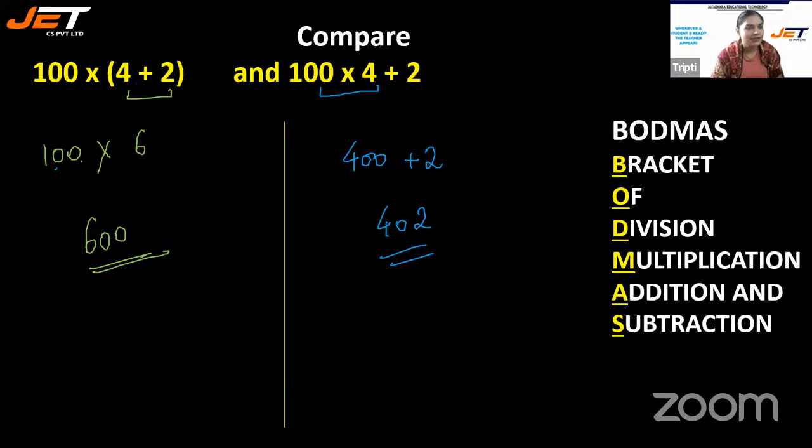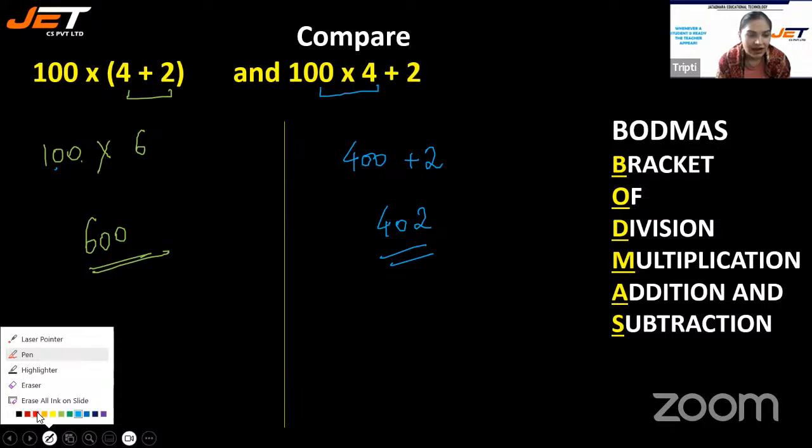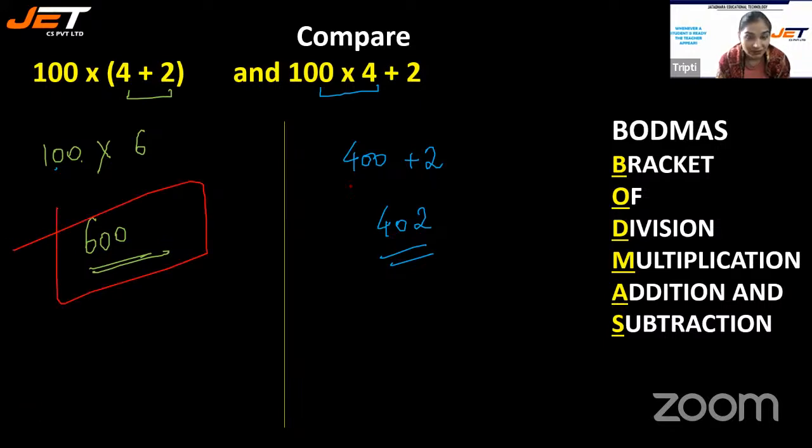So 100 as it is, 4 plus 2 is 6, 100 times 6 is 600. Now 100 times 4 is 400 plus 2 is 402. So both of the answers are clearly different: 600 and 402. So make sure you see the brackets. You solve the brackets first. If anything is there in the bracket, just solve it. And if there are more than two operations, follow the order. But the bracket will always be solved first.